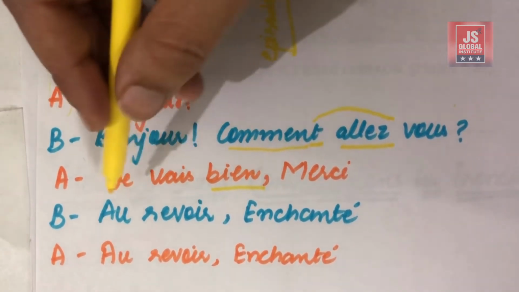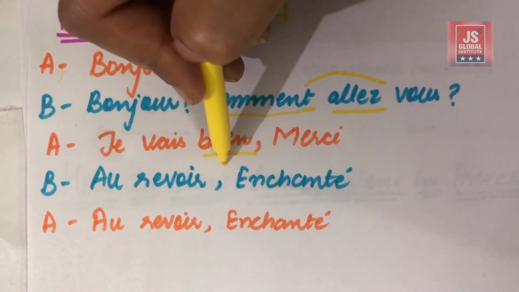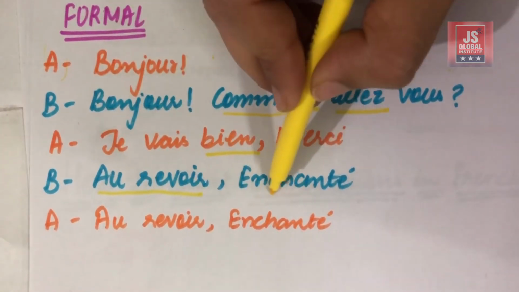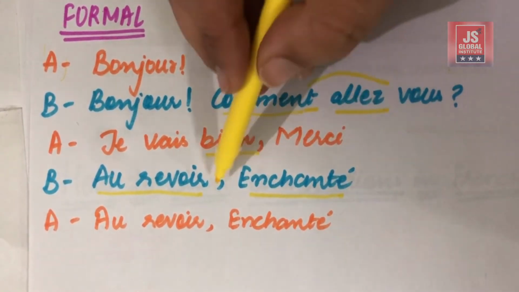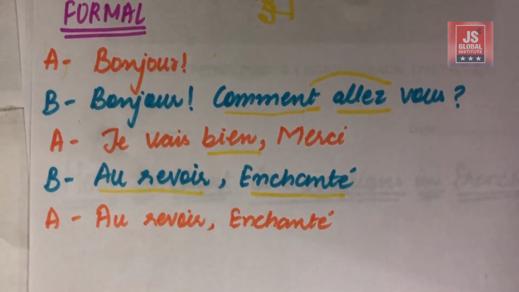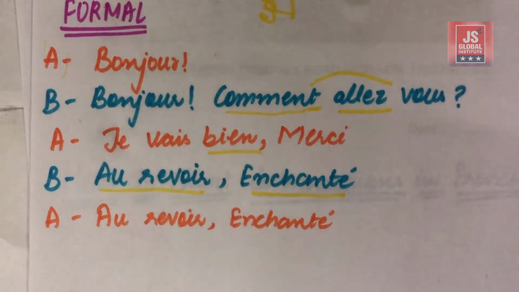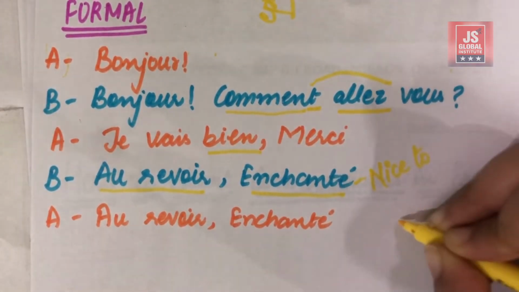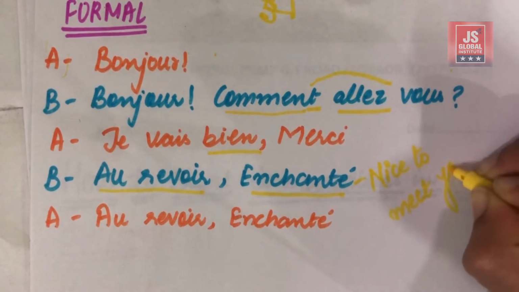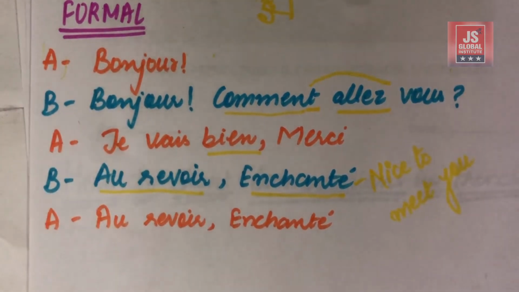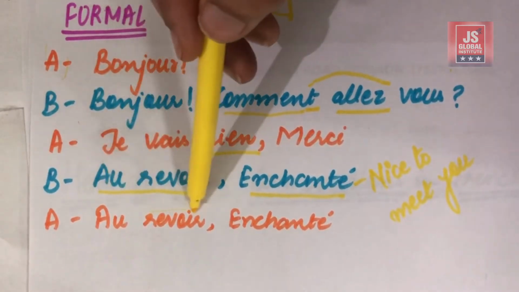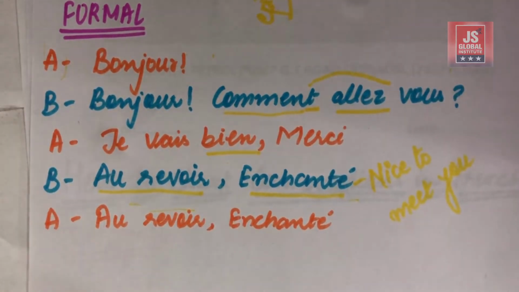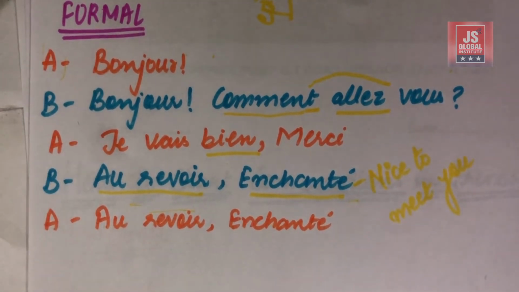Merci. And then we replied au revoir, that is goodbye, and enchanté. What is this enchanté? Enchanté means nice to meet you. Alright, same is the case with A. Then A replied au revoir, enchanté. Alright, so this was the formal conversation. This is how you can start and end the conversation.